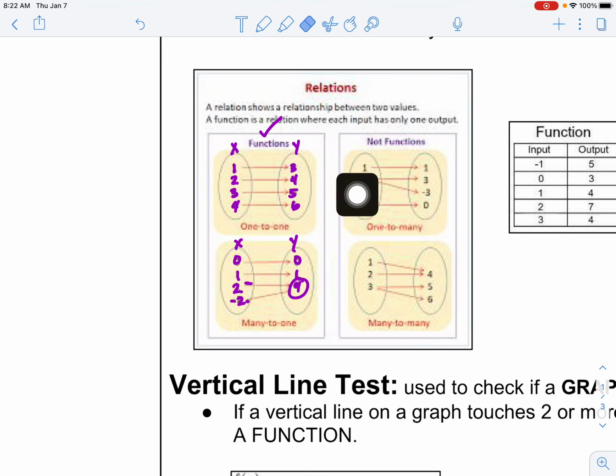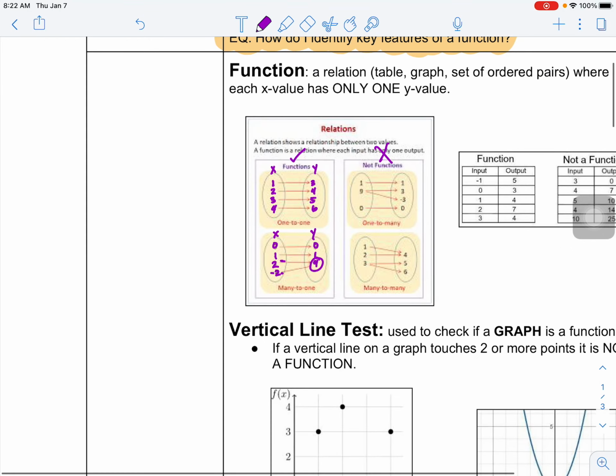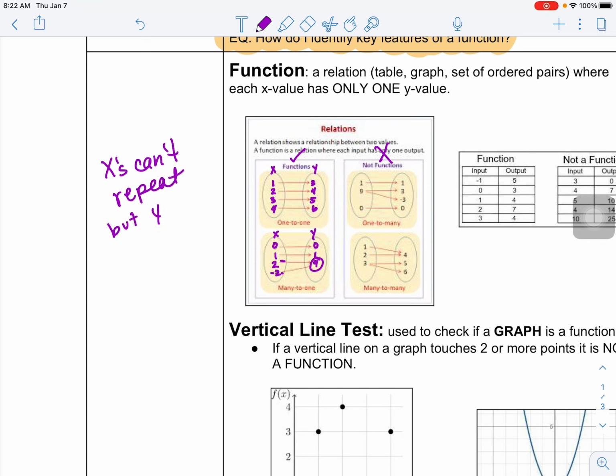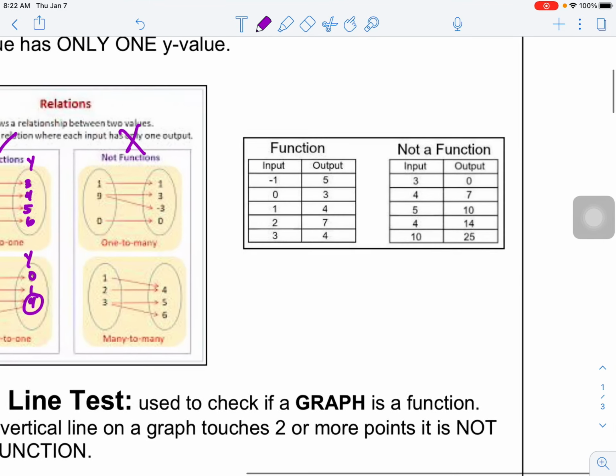Not a function, a broken machine, would be if I put in my money and a 3 and a negative 3 came out. 2 cans of soda came out of the machine. These would be examples that are not a function. So one way that the video explained it is that x's can't repeat, but y's can. So that might be something to remember.